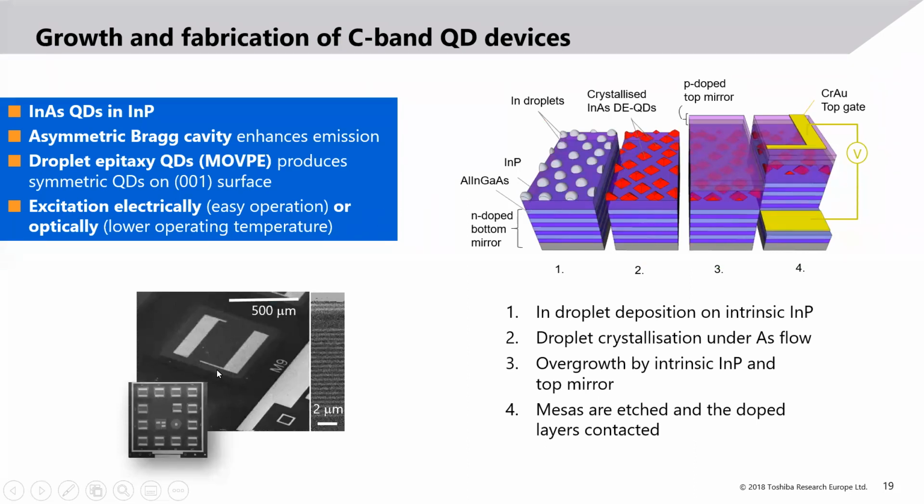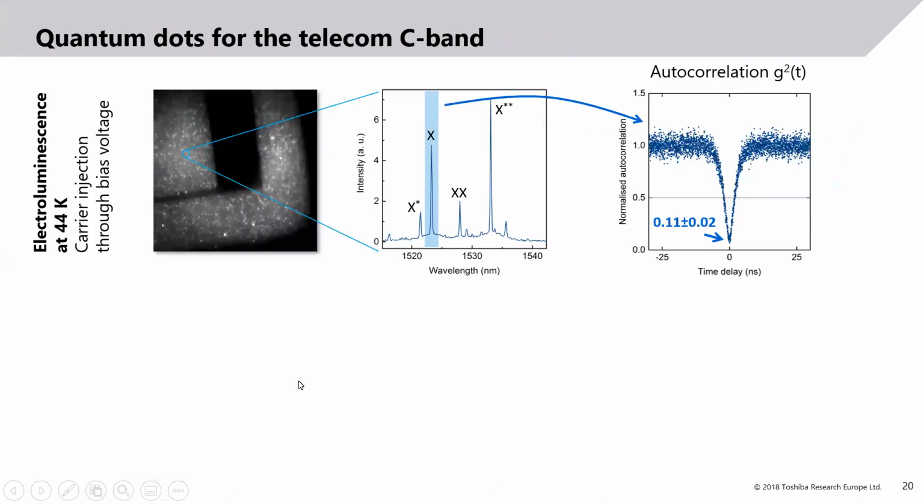And this is a picture of the final device where you can see these are the top gates, this is the mesa, and this is the bottom gate. If you apply a voltage to one of these devices, you get an image such as this one shown here. But you can see that each individual little dot here is one quantum dot. And the shadow that you see here is the top gate of our device.